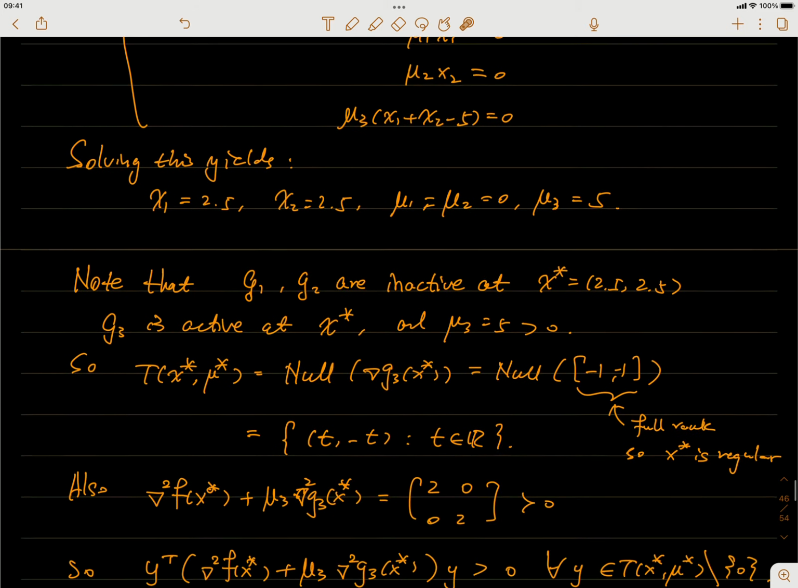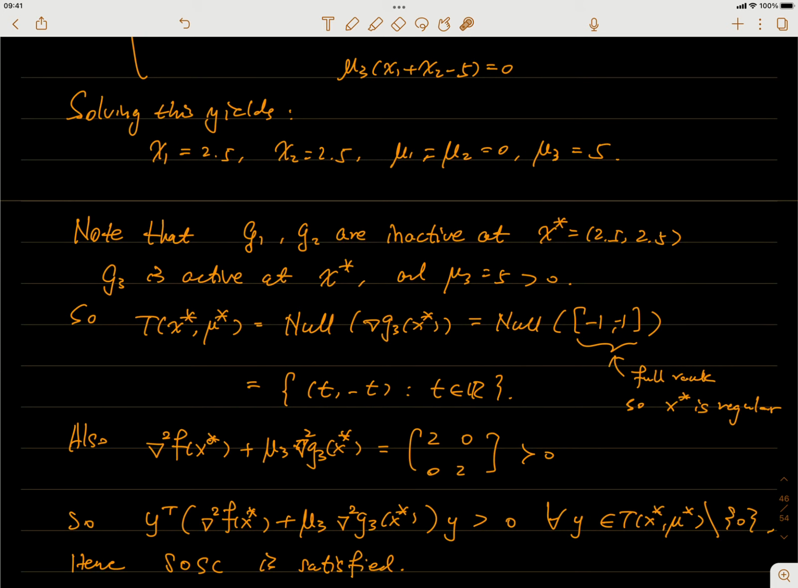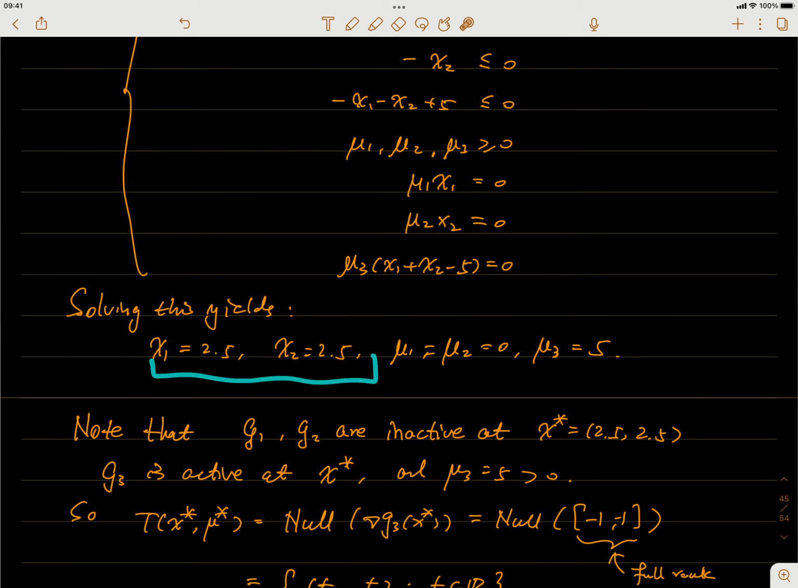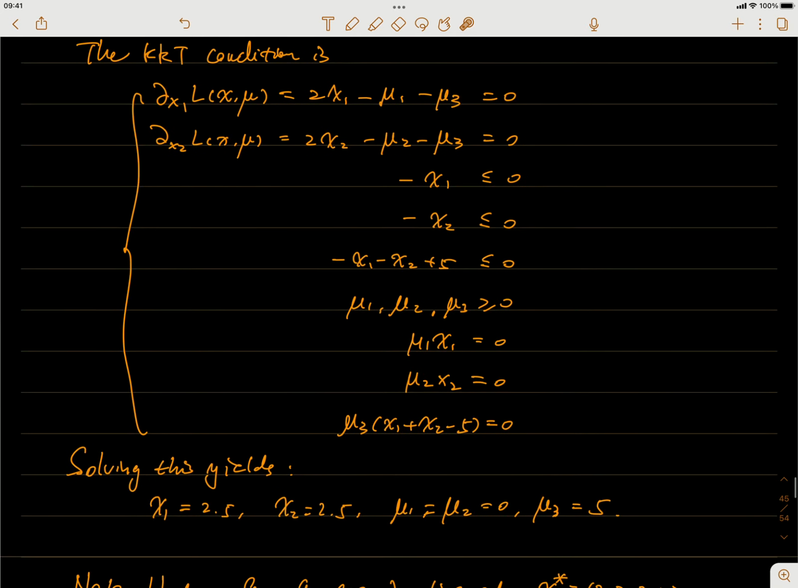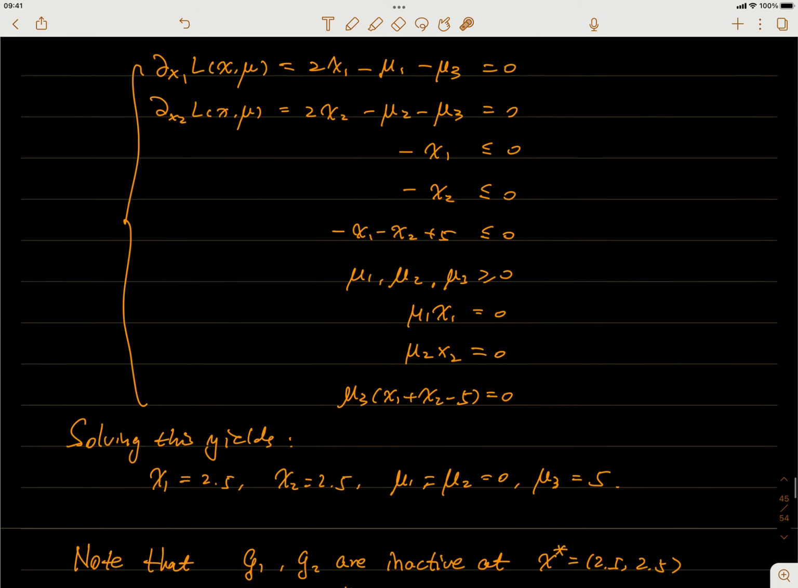And to check that, what we need to do is first see which of the 3 inequality constraints are active, which are inactive. So when you plug this point back into the 3 inequalities, you will see that the first 2 are inactive because they're actually strictly less than 0. They're not equal to 0. So those G1, G2 are inactive at this point. And the G3 is active because when you plug in x1, x2, you see that this actually is equal to 0. So that means G3 is active.